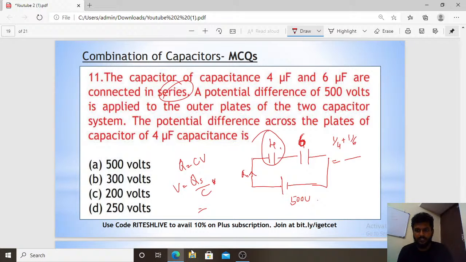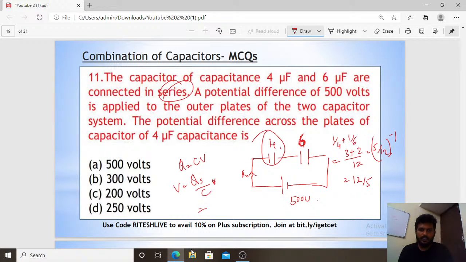Which is the right answer? 4 and 6, the common denominator is 12. 3 plus 2, that is 5 by 12. I mean 12 by 5, you need to do the inverse. Okay, 12 by 5. So that is nothing but the equivalent capacitance.